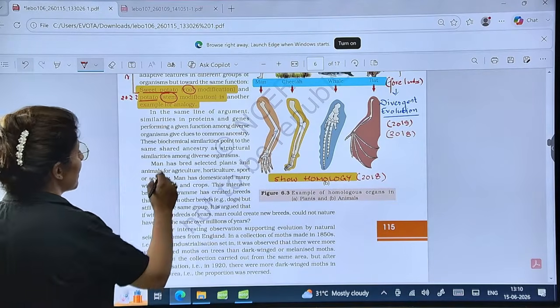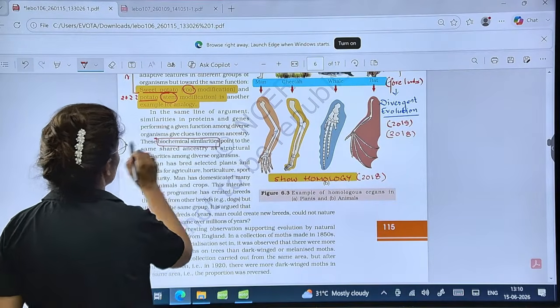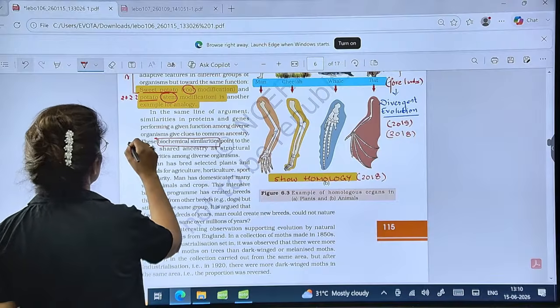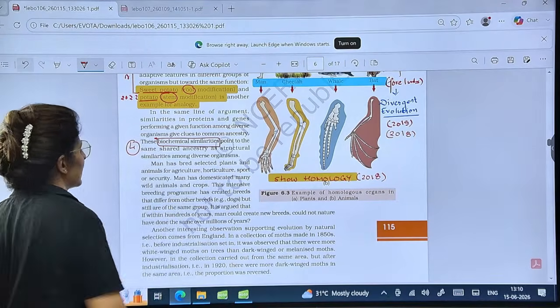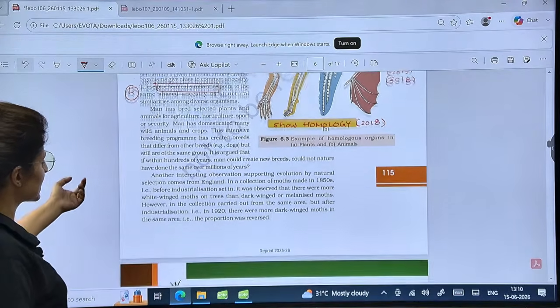Then we have some biochemical similarities also. Biochemical similarities also indicate evolution. Is that clear? Please let me know, guys.